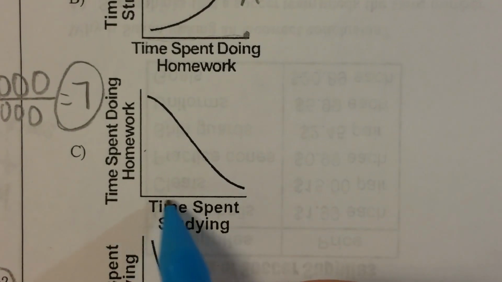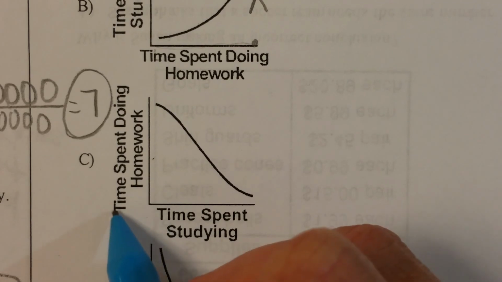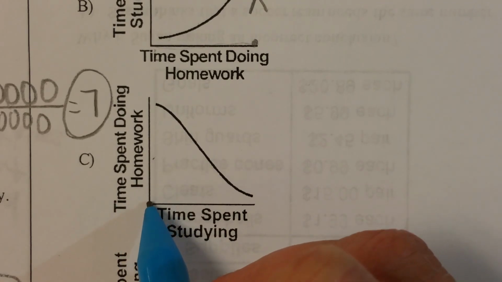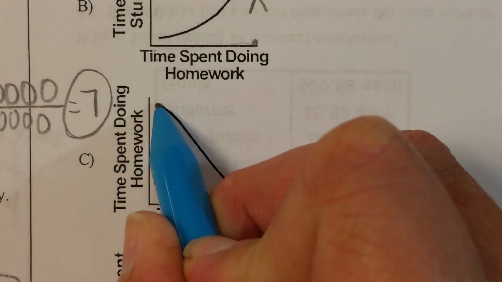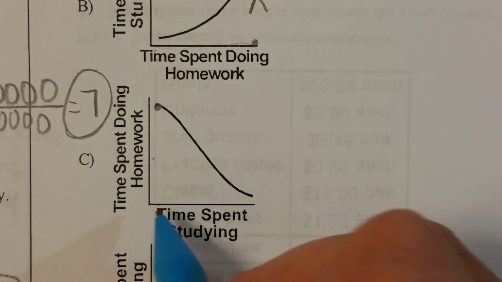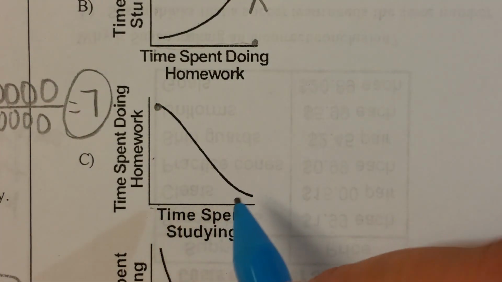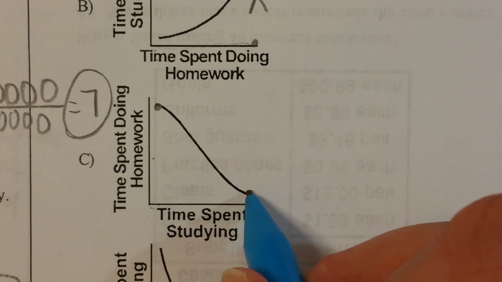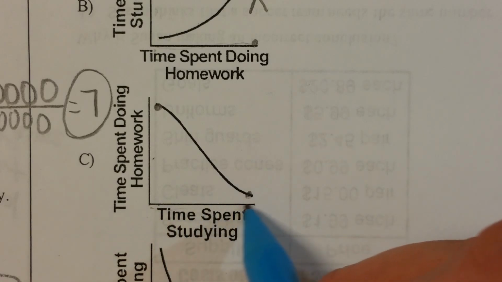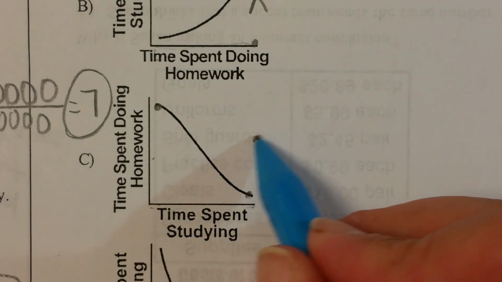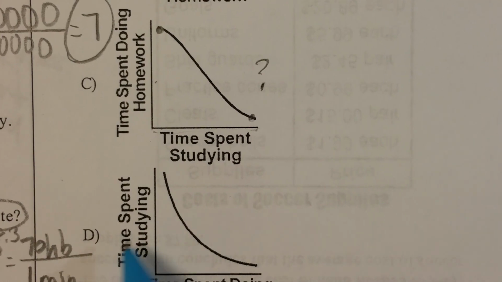This one says time spent studying. This one says with lots of homework. So if I have very little time studying for my test, then I did lots of homework? Maybe. Very little time spent studying? That part's going down. So the less homework I do, the more time I spend studying? Maybe. This one says time spent studying and time spent doing homework.